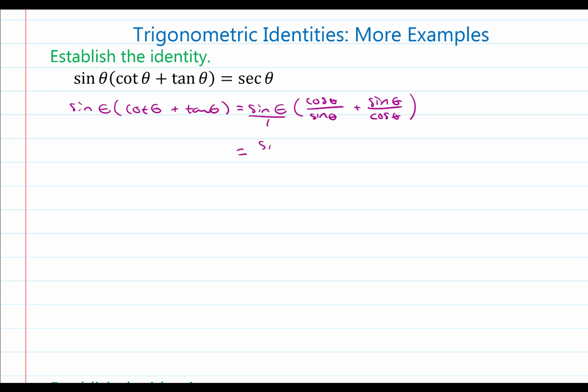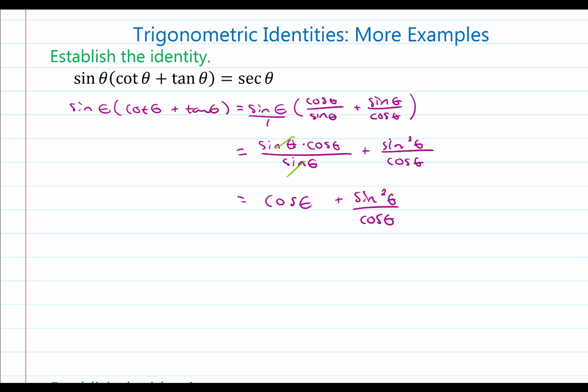As a result, what I get is sine of angle theta times cosine of angle theta over sine of angle theta plus sine squared of angle theta over cosine of angle theta. Next, what I'm going to do is reduce by the common factor in the first fraction, which would be sine of angle theta. This now gives us cosine of angle theta plus sine squared theta over cosine of theta.